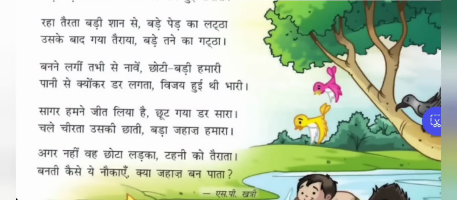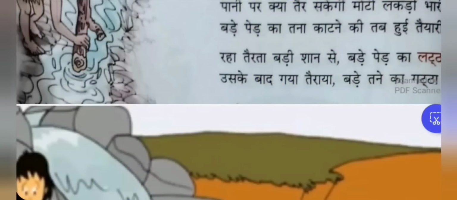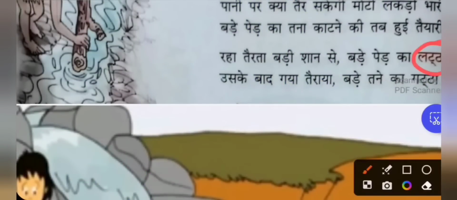रहा तैरता बड़ी शान से बड़े पेड़ का लट्टा, उसके बाद गया तैराया बड़े तने का गट्टा. Now they started to cut the big trunk of the tree and it started to float. Latta means a big trunk, moti lakdi. So raha tairata bada shan se, very gracefully it started to float. Which one? The big trunk started to float.